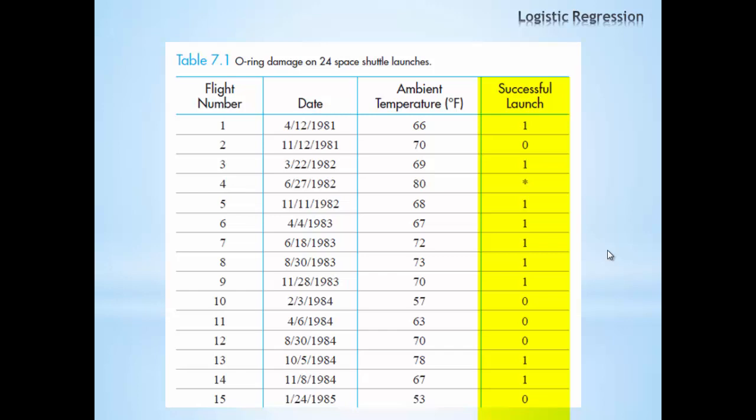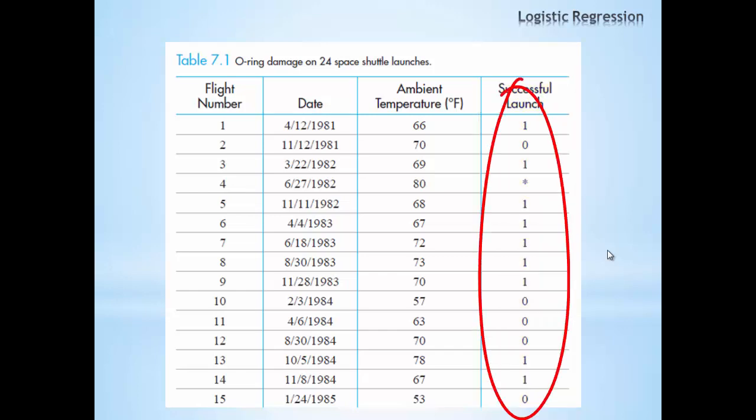Based on the case study in the textbook, our primary question of interest is whether ambient temperature helps us predict whether a launch is successful. However, in logistic regression, the response is categorical, not quantitative. In this dataset, we only have two options for the response variable: 1 if the launch was successful, and 0 if the launch was not successful.